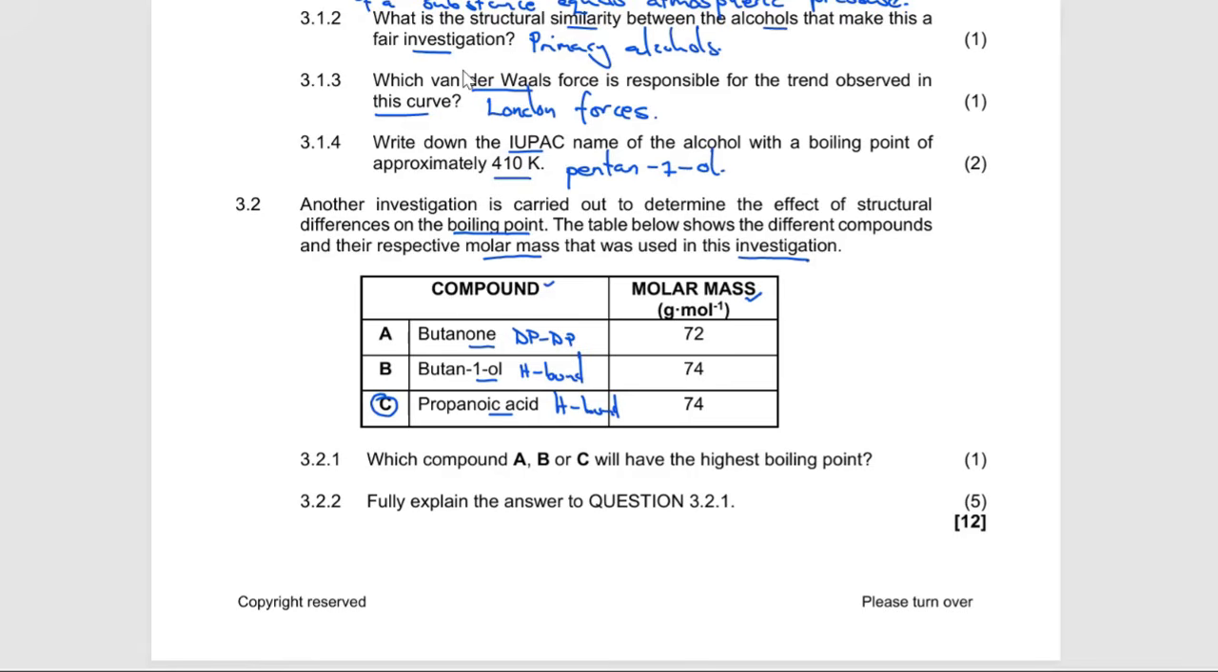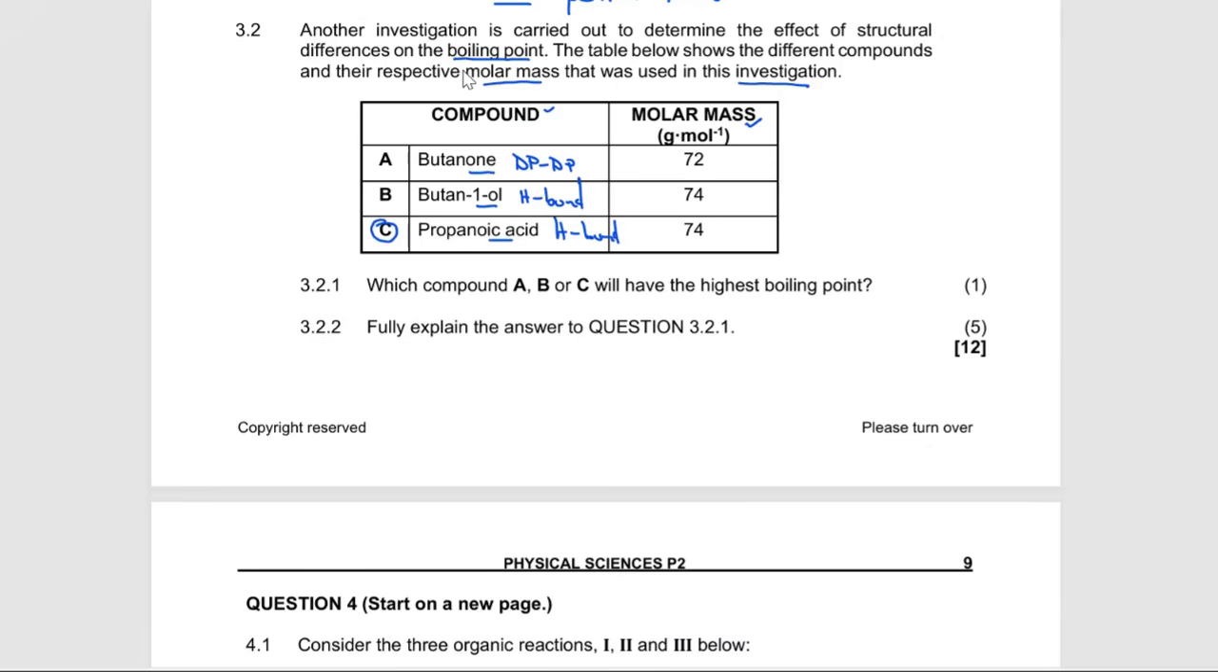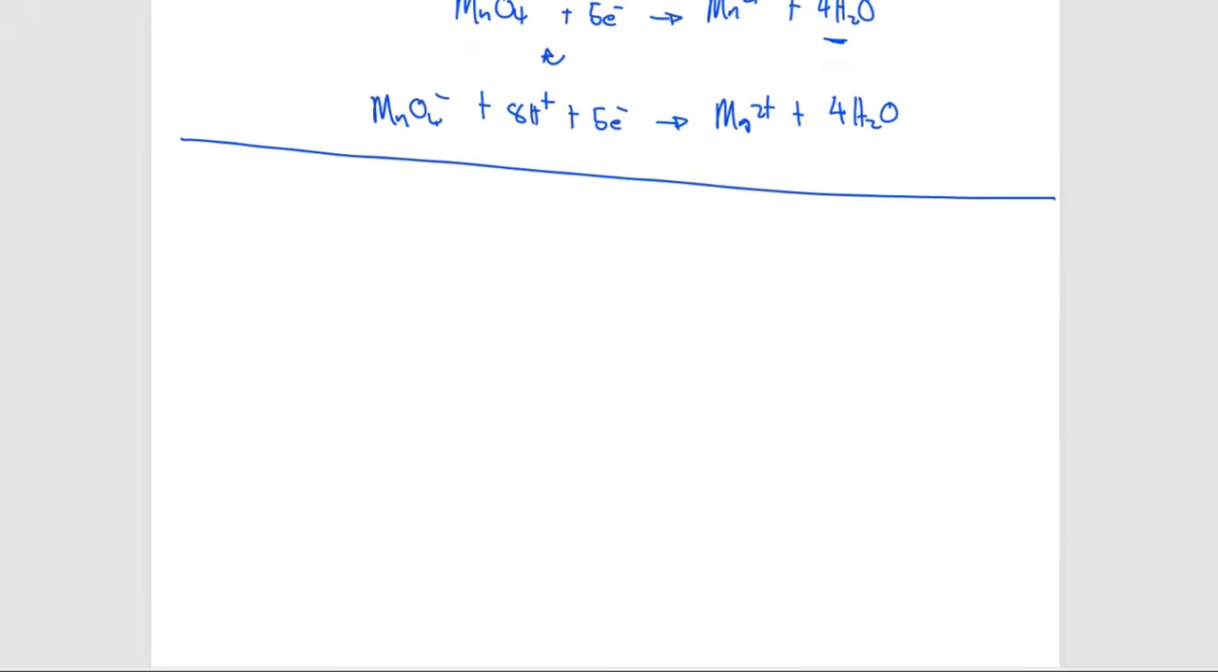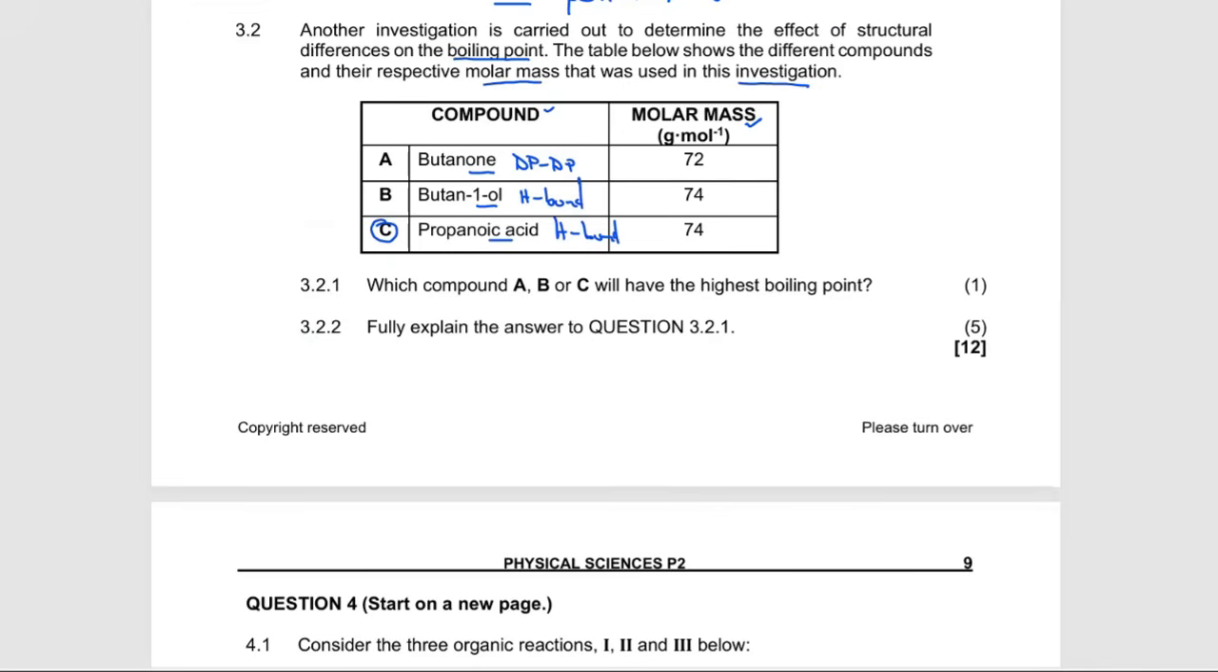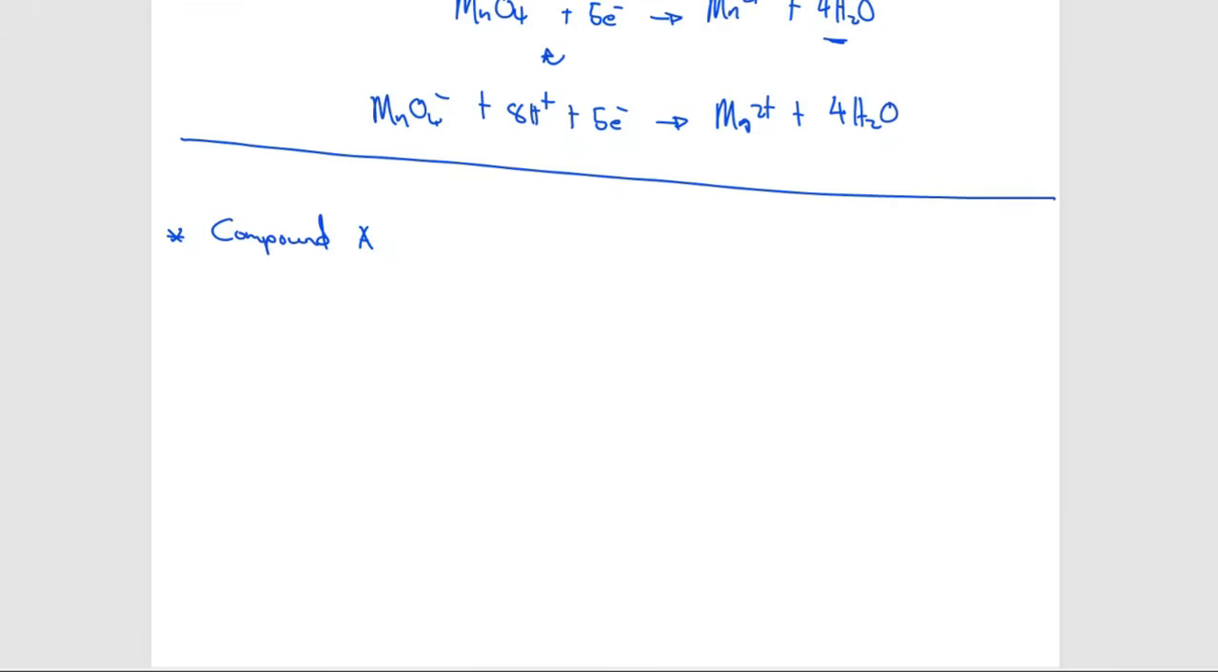Now we're asked to fully explain the answer to question 3.2.1. Allow me to use this other space to explain that. I prefer to write this in bullets. We're going to start with compound A. I already identified compound A as butanone, so it's a ketone, therefore the type of force there is going to be dipole forces. So compound A has dipole forces.